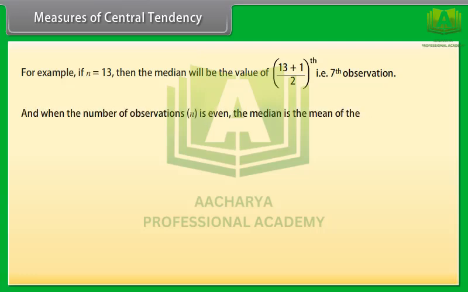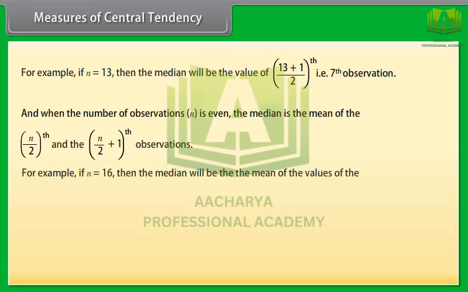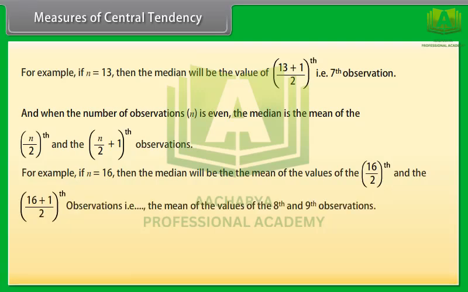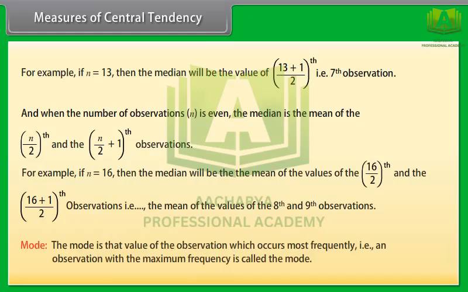And when the number of observations n is even, the median is the mean of the n upon 2th and the (n upon 2 plus 1)th observations. For example, if n is equal to 16, then the median will be the mean of the values of the 16 upon 2th and (16 upon 2 plus 1)th observations, that is, the mean of the values of the 8th and 9th observations. The last one is mode.